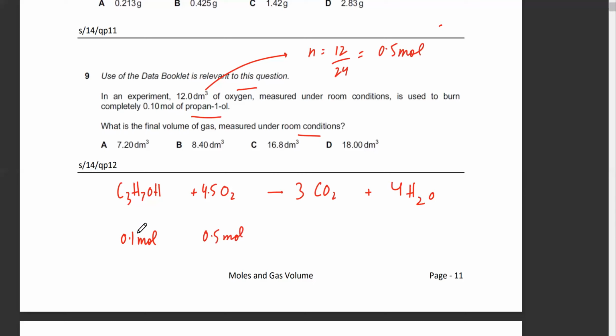0.1 divided by 1, that would be oxygen. It was pretty obvious as well. 0.1 will react with 0.45, 1 to 4.5. Or you can do the division thing. 0.1 divided by 1, 0.5 divided by 4.5. This comes out to be the bigger value. So all moles will be calculated using this one. That's the one that's in excess.